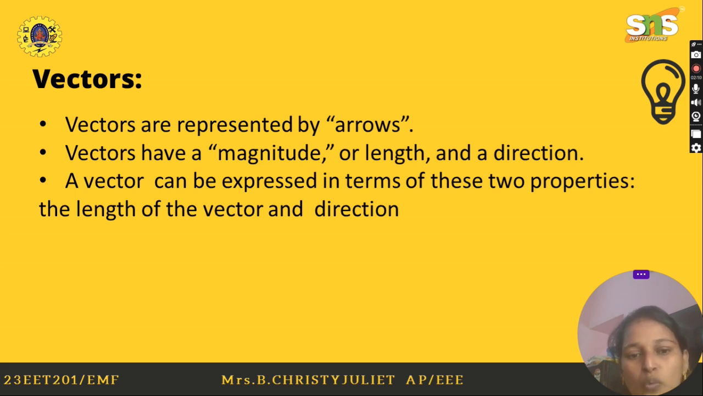Next, vectors: how we represent a vector and what parameters it has. Vectors are represented by arrows. On top of it we put an arrow, which means that it is a vector. So vectors have a magnitude or length and also a direction. So a vector can be expressed in terms of these two properties: the length of the vector and the direction.